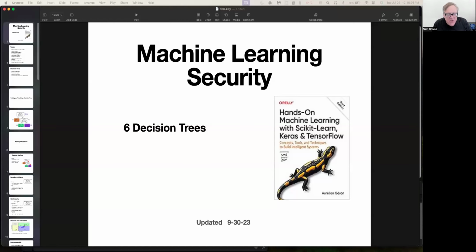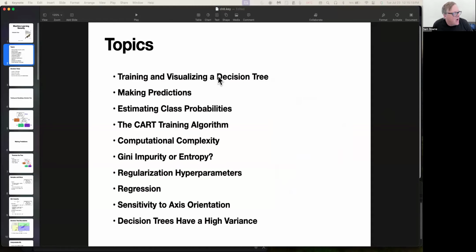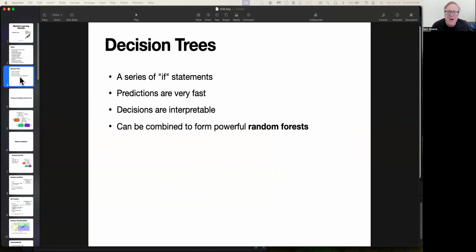All right, well, let's talk about decision trees. And these things are very nice, very easy to understand. And we'll talk about what they do and then some details about how you would regularize them and fit curves with them. Decision trees are incredibly simple.